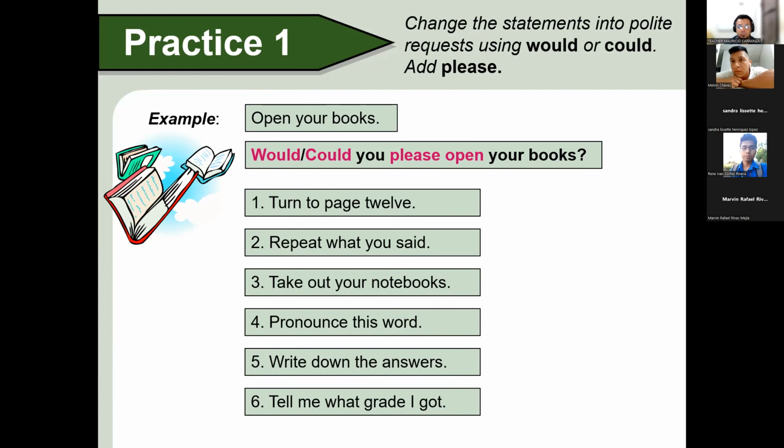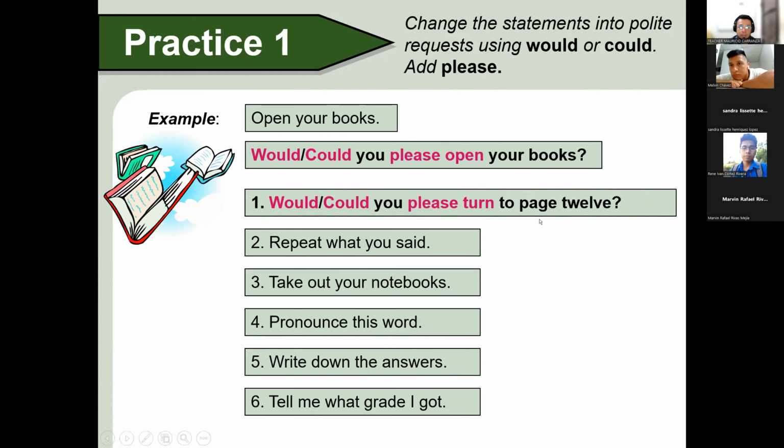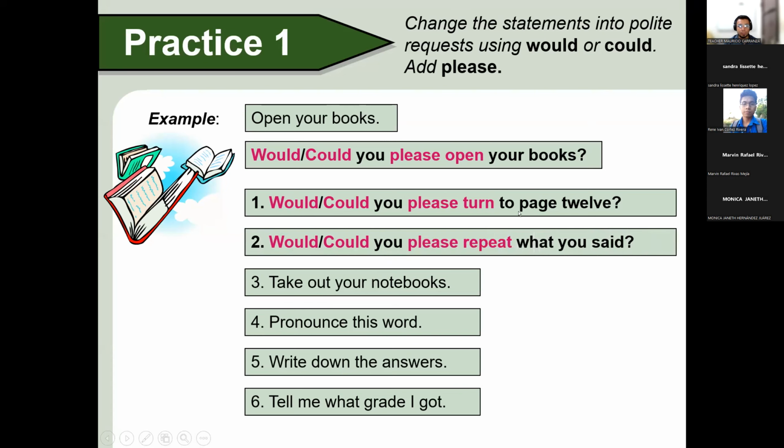Could you turn to page 12, please? Okay. Or you can put it before the verb, right? Between the subject and the verb. Could you please turn to page 12? Nice. What about number 2? Repeat what you said. Could you repeat what you said, please? Good. Or could you please repeat what you said?